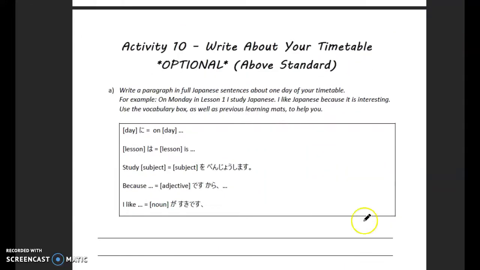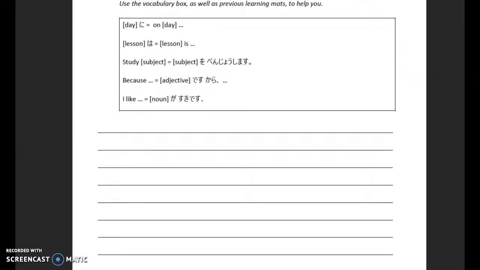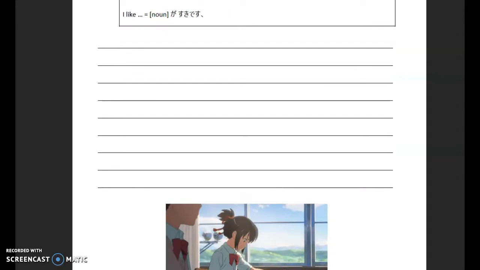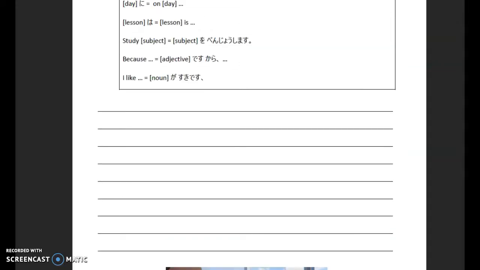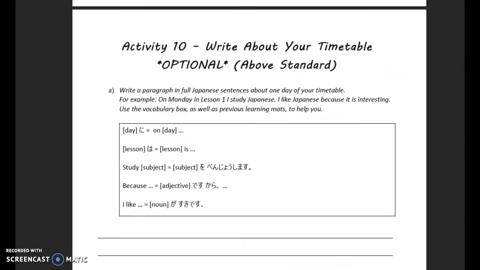And then, write about your timetable is the above standard option, if you can write a paragraph in full Japanese sentences. For example, on Monday in lesson 1, I study Japanese. I like Japanese because it's interesting. There's a vocabulary box here to help you, and you've got your learning mat from term 1. If you remember, we did on Monday, I play cricket with my brother. You can use those sorts of sentences to write full Japanese sentences to go above standard. You've also got Aya Sensei to help you, or you can email Monday Sensei or myself, and we will do our best to help you as well.